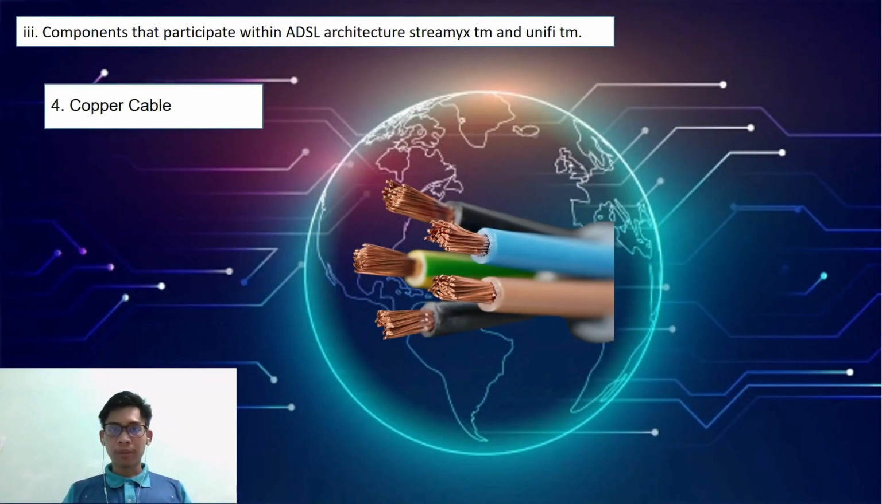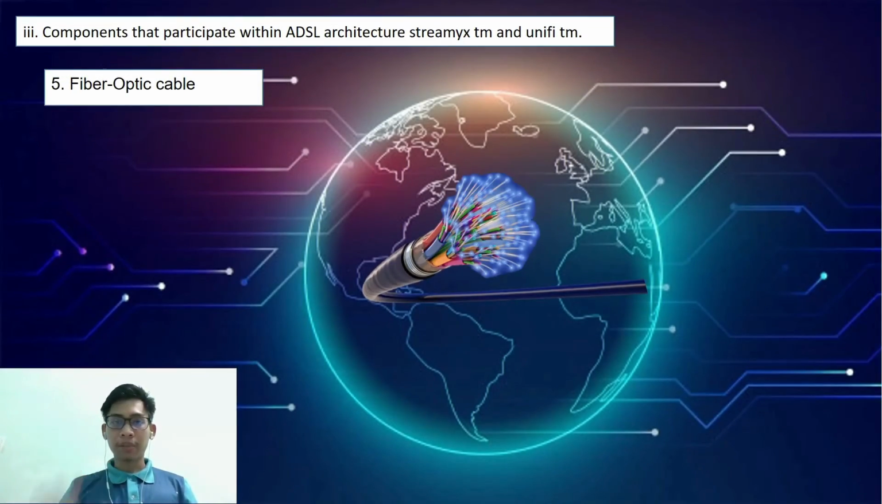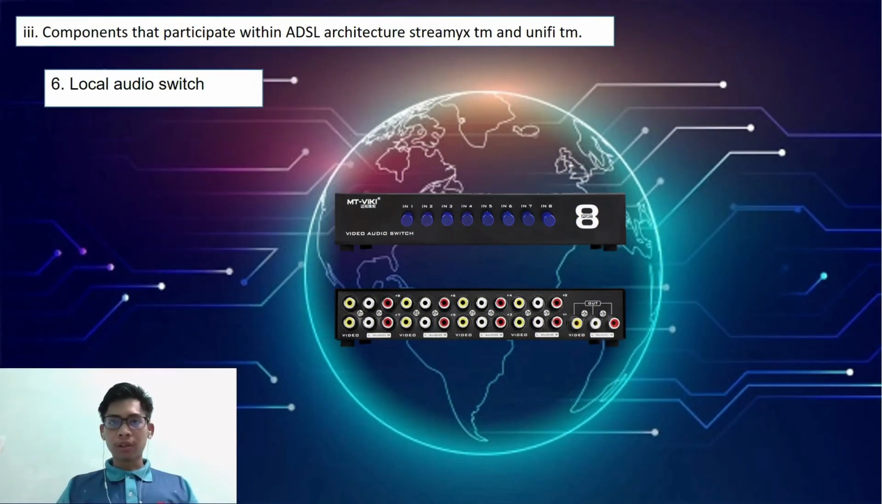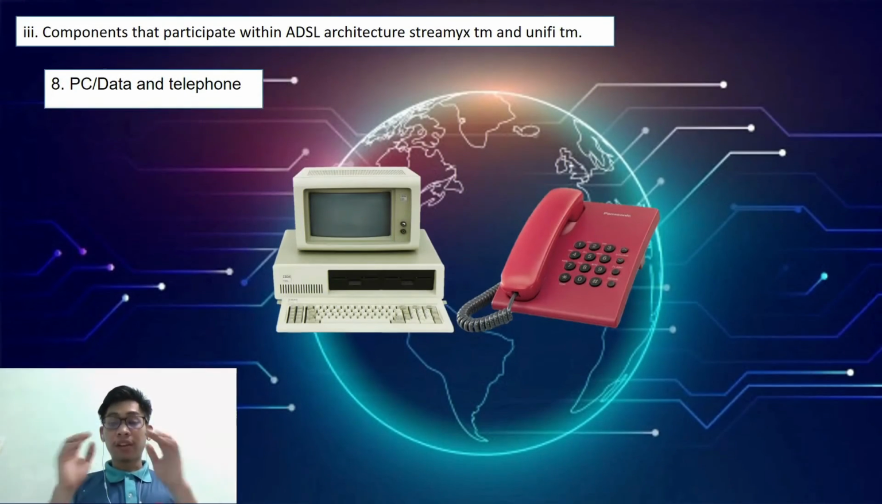Number 4. Copper cable. Number 5. Fiber optic cable. Number 6. Local audio switch. Number 7. Main distribution frame. Finally, number 8. PC or data and telephones.